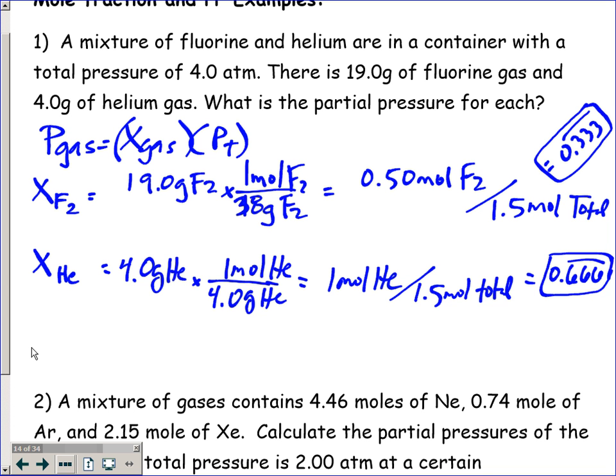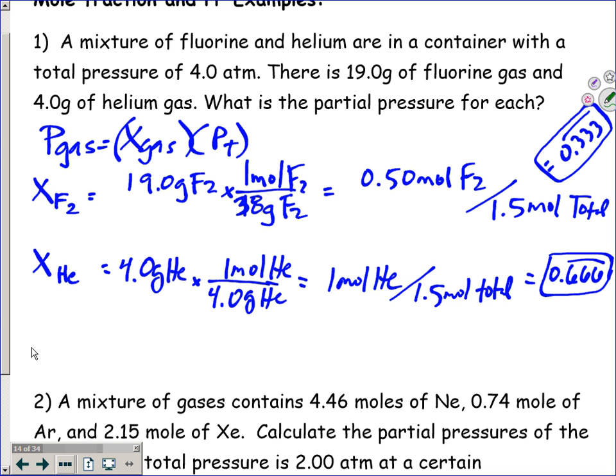So 0.5 over 1.5 is 1/3. 1 over 1.5 is 2/3. I just wrote it in decimal form, but you can keep it in fraction form, no problem. What do you do next? Say again? You guys are so quiet. Multiply each mole fraction by the total pressure.